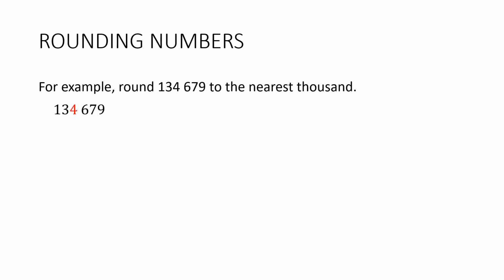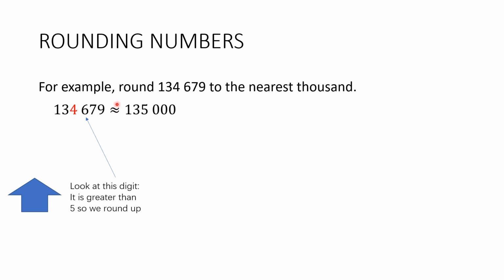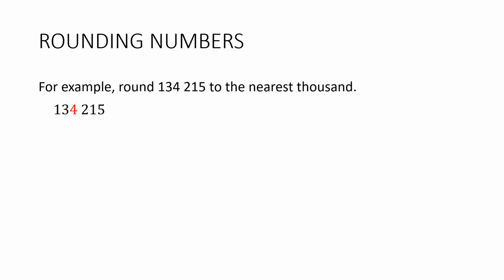Here's an example. Round 134,679 to the nearest thousand. So you can see how I have highlighted the thousands position. So we look at the next digit. It's a 6. Because it's greater than 5, we round up. So that means this 4,679 is going to round up to 5,000. And we write approximately equal to, that's this symbol, 135,000.